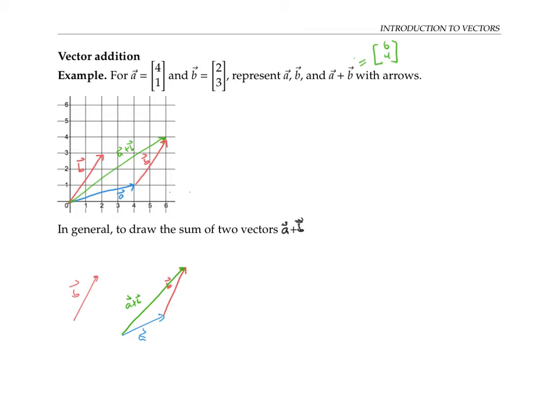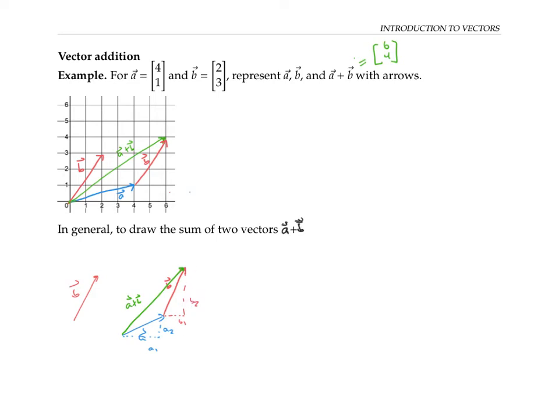It makes sense that this is the same thing as adding component-wise, because if the vector A has components A1 and A2, and the vector B has components B1 and B2, then the arrow that I've drawn in green is going to extend horizontally by A1 plus B1 and vertically by A2 plus B2.